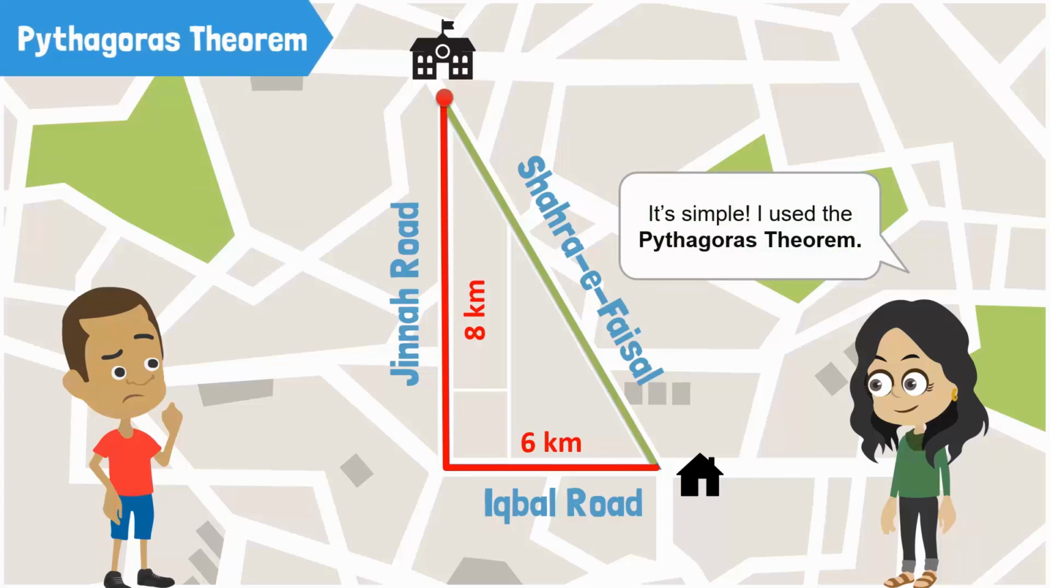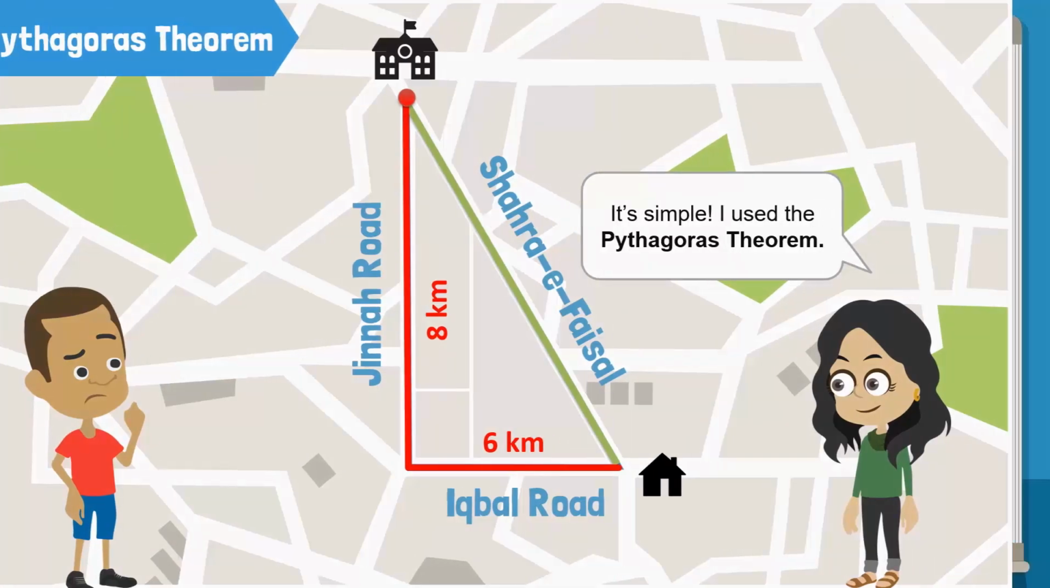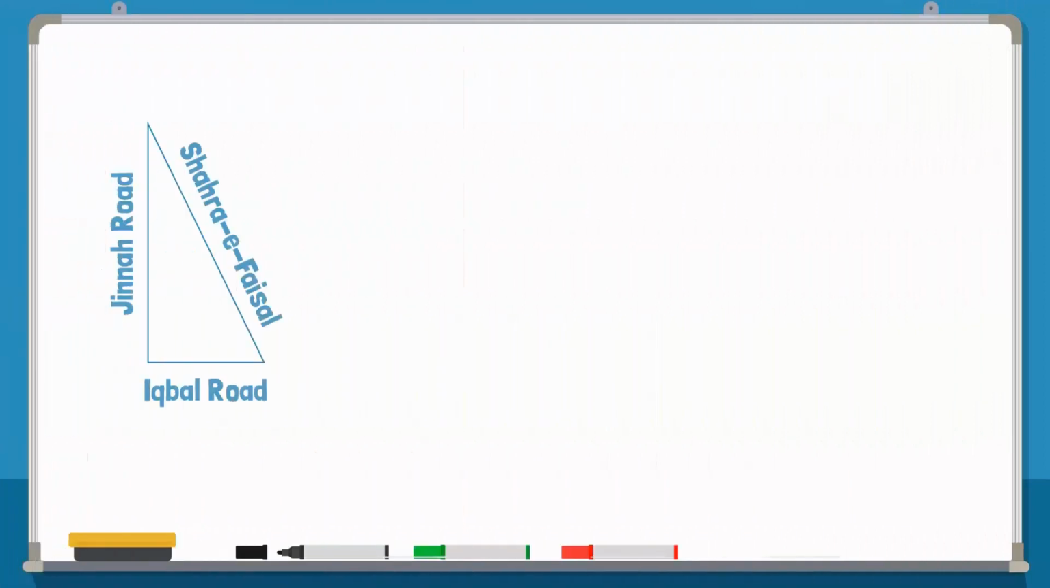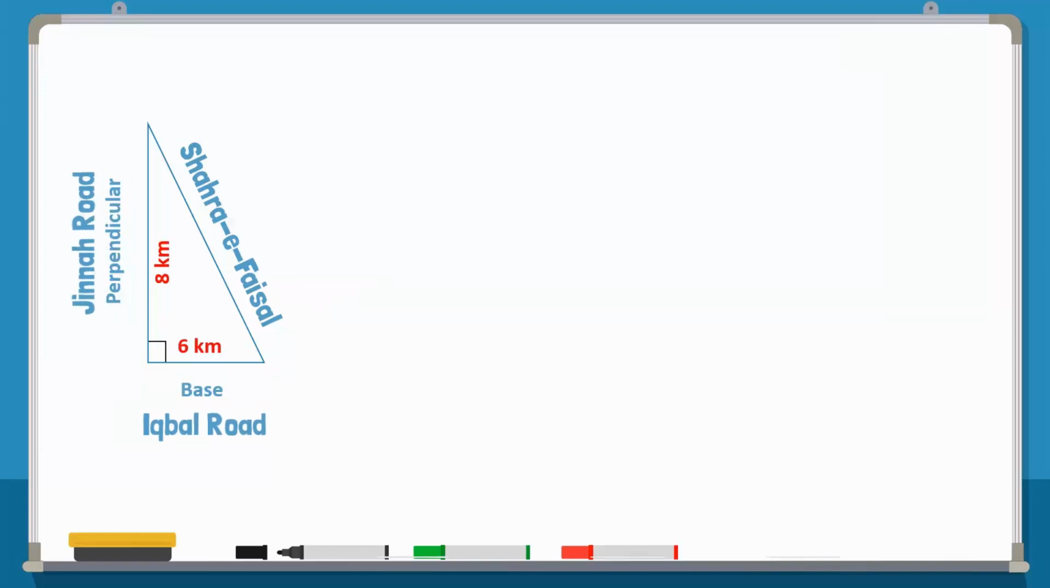That's really smart of Sarah. Let's see how she applied the Pythagoras Theorem to figure out which route is shorter. Notice that the roads leading to Asif's school make a perfect right-angle triangle, with the right angle between Iqbal and Jinnah Road. Comparing this path to a right-angle triangle, Iqbal Road would be the base, Jinnah Road would be the perpendicular, and Share Faisal would be the hypotenuse. How can we find out the length of Share Faisal?